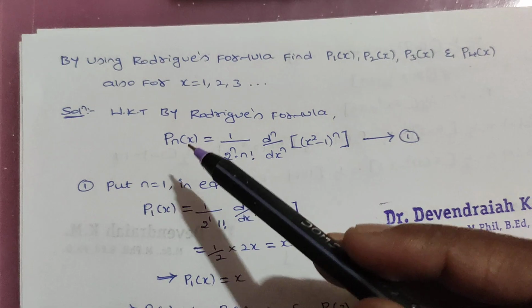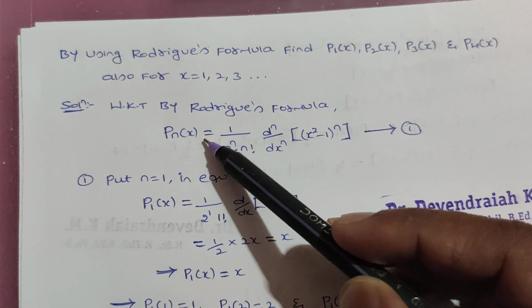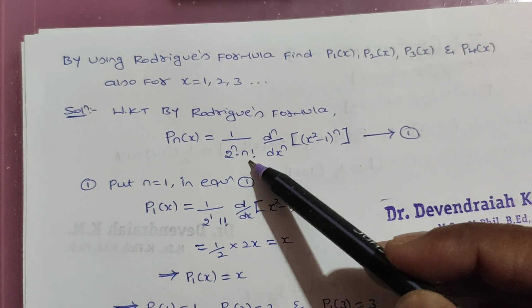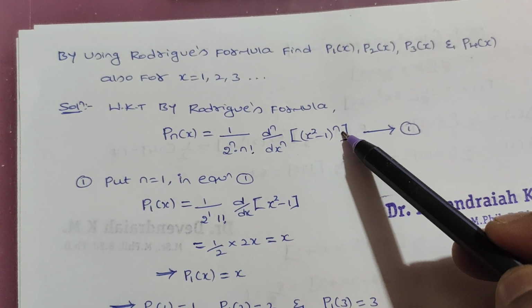As we know, the Rodrigues formula will be Pn of x equals 1 divided by 2 to the power n into n factorial, nth order derivative of x square minus 1 to the power n.